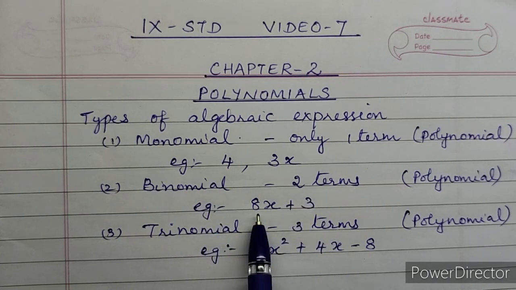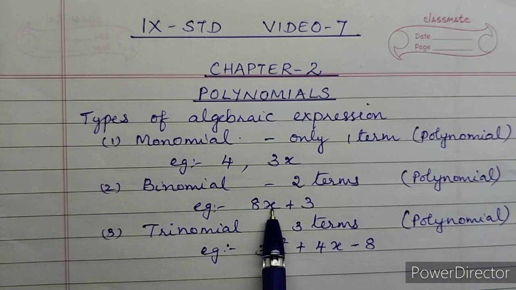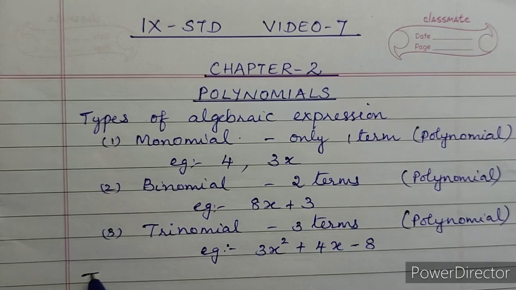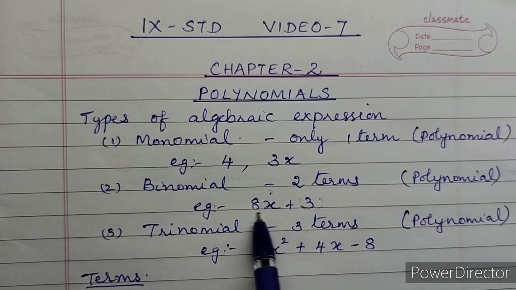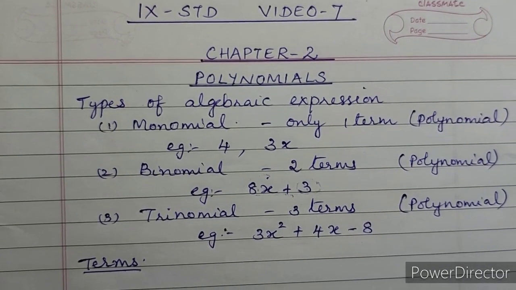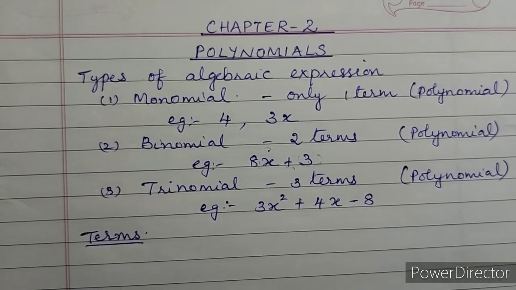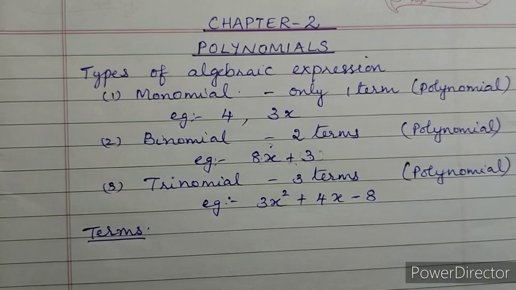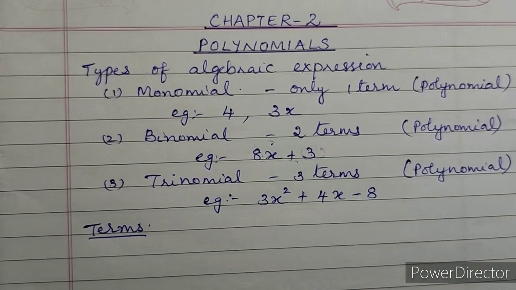In these examples, see each number, or combination of number and variable, or number alone. This is called a term. This also you have learned in previous classes, terms. So two terms, first term, second term. In between them, a plus or minus symbol will be there. Now we will see what a polynomial is. I told you all are polynomials only, but some conditions should be there for a polynomial.